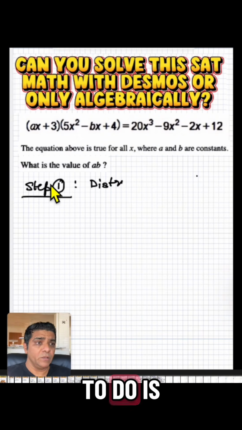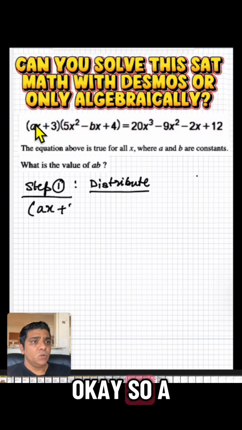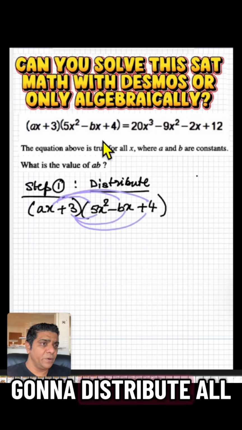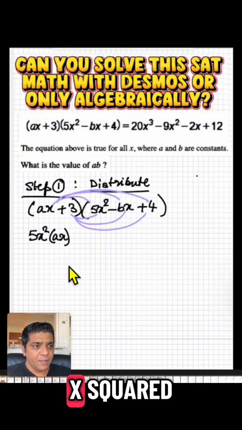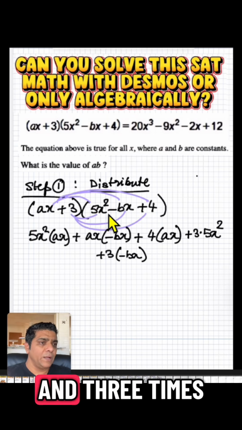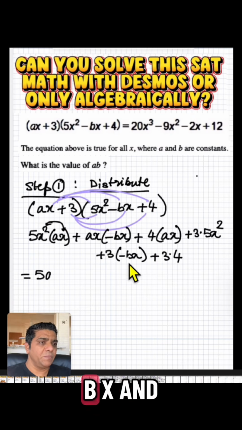The first thing we are going to do is distribute the left-hand side. So ax times 5x squared and ax times negative bx and so on, and 3 times, so we're going to distribute all of this. So we get ax times 5x squared, ax times negative bx, ax times 4, and 3 times 5x squared, 3 times negative bx, and 3 times 4.